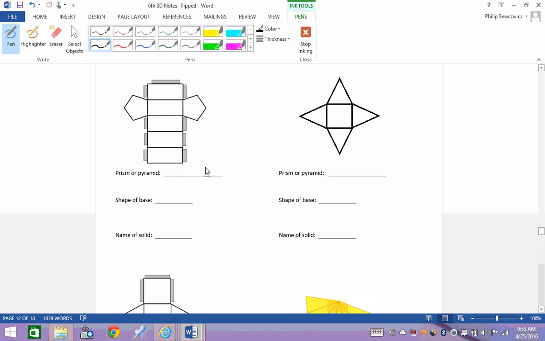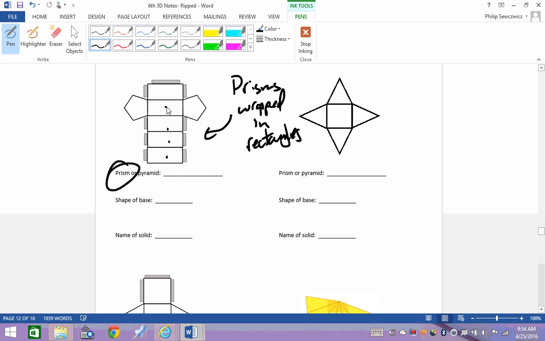So let's see what we got here. Prism or pyramid? Well, all prisms are wrapped in rectangles. So when you see lots of rectangles, that's a hint. So we got ourselves a prism here because it is wrapped in rectangles. You can see them all right there. The shape of the base, so here we go. This is a 1, 2, 3, 4, 5-sided shape, so it is a pentagon. So when we name it, we have ourselves a pentagonal prism. We kind of combine those ideas together. It's just the endings we have to watch for sometimes.